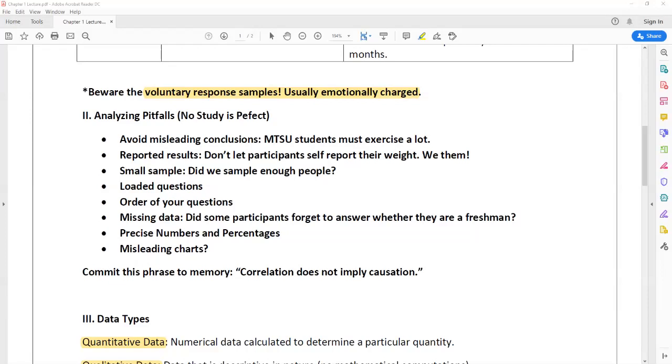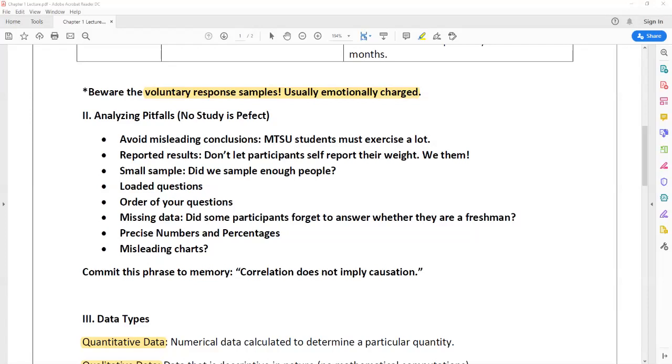If you are doing studies, a few things to think about. I'm going to point out just a couple on the list here under analyzing pitfalls. Try to avoid jumping to conclusions with your data. For example, if you happen to survey 50 MTSU males randomly and you ask them for their weights and you find out that the average weight is 175, well, that's really all you know. Don't jump to conclusions and say things like, well, MTSU students must eat well or they must exercise regularly, because you really don't know that.